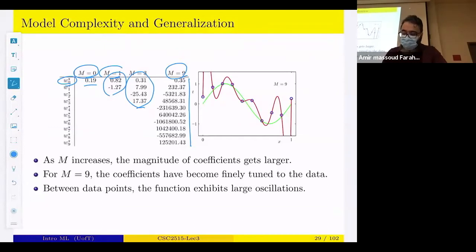So what is noticeable in the weights of the case of M equal to 9 versus the previous cases? Absolutely, yes, exactly. They become very large. I don't know how big it is, but on the order of millions. So the weights become very large.